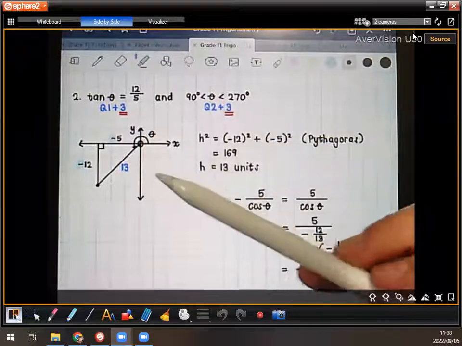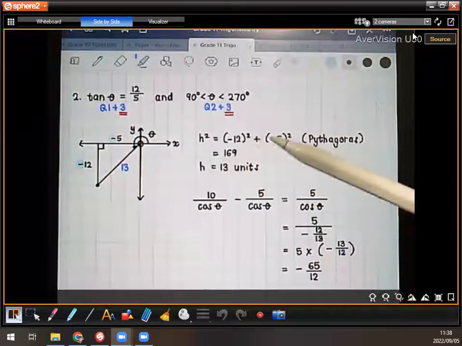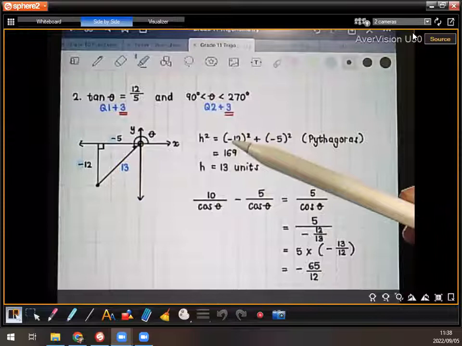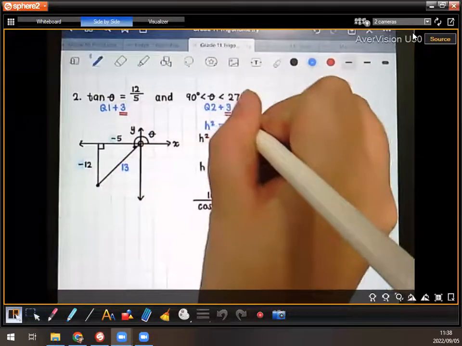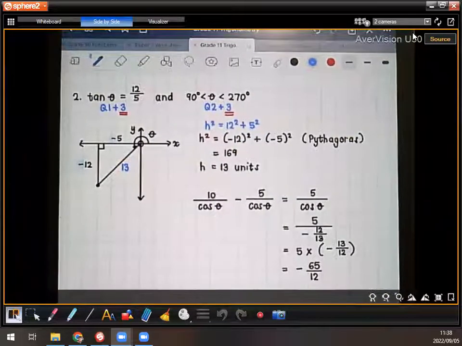Okay, then you use that to find your hypotenuse, 13. Guys, remember I said the other day, you don't have to put a negative and a negative here. You can just work with 12 and 5, that's fine. So if you wrote it like this, h squared is 12 squared plus 5 squared. That's fine, so you're just working with the lengths to get the same answer anyway.